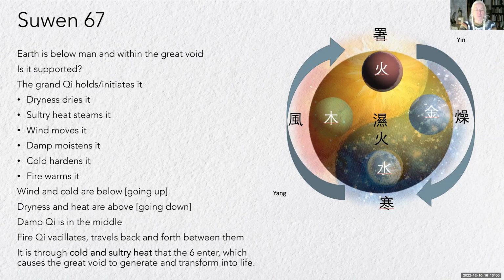And then here it is again, it is through cold and sultry heat, these two. So the cold down at the bottom and the sultry heat up at the top. It's through cold and sultry heat that the 6 enter. So these are sort of the primary 2. And we'll talk about this as we go along. The cold and the sultry heat, the fire and the water. And this causes the great void to generate and transform into life. The cold and the sultry heat are the first chi that interact and allow the other 6 to enter, and this then generates and transforms into life.